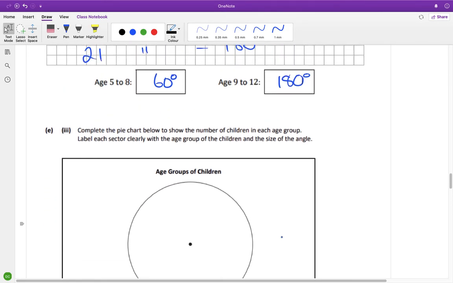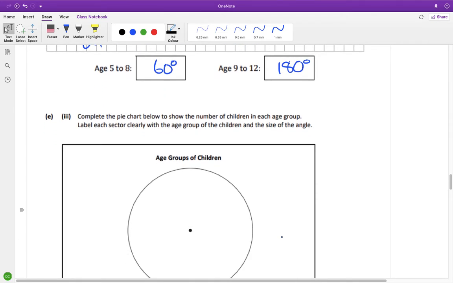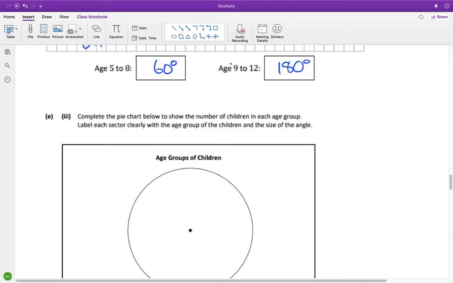Now, complete the pie chart. Okay, so I'm not really going to be able to do this because I don't have... I can't do, like, can I use a protractor? I don't think I can. Let's have a look at what we have. No, I don't see any way I can measure the angle. No.